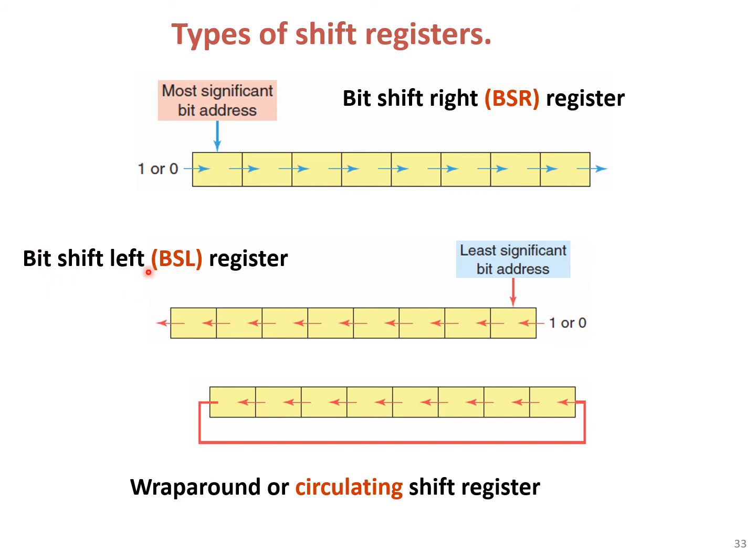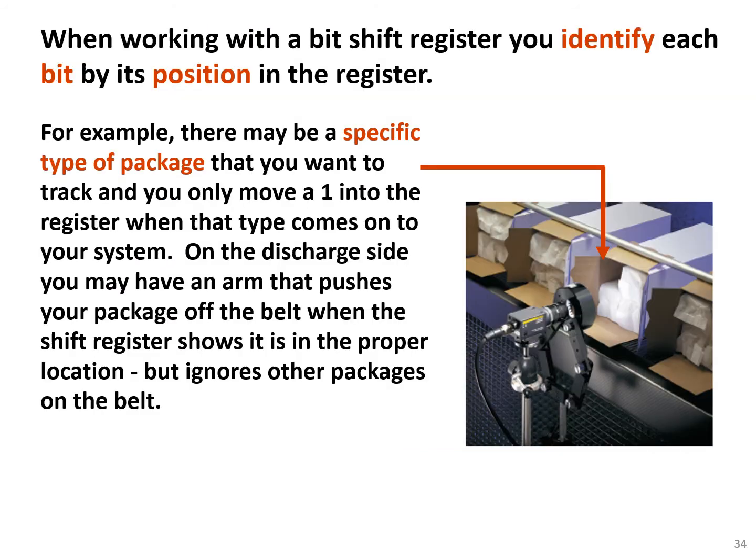Bit shift left or BSL register, see that the bits are moving to the left and the first one goes to the last. This is the cycle. The least significant bit address is at the end. Wraparound or circulating shift register, both of them are wrapping around bits or circulating bits, either to the right or to the left. Okay, so we have bit shift right and bit shift left, BSR and BSL.